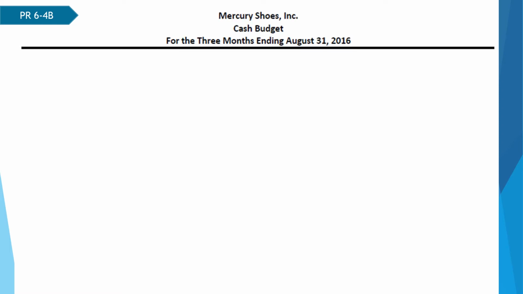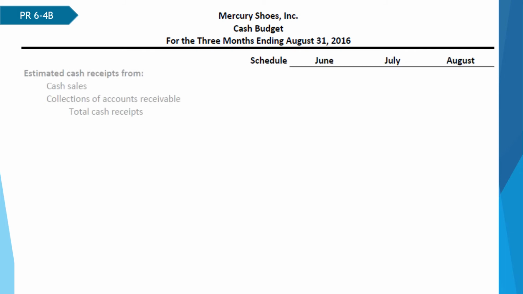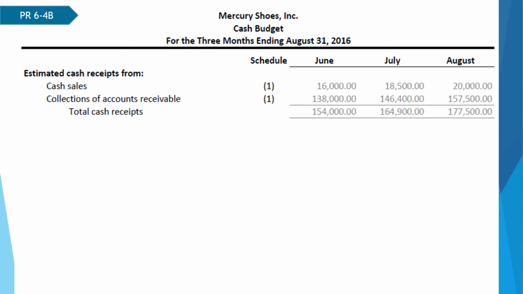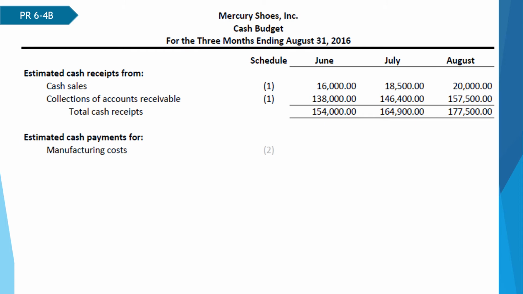Let us now initially prepare the cash budget for Mercury Shoes Inc. for the 3 months ending August 31, 2016. The amounts reflected in the estimated cash receipts from cash sales and collections of accounts receivable for each month was derived from the schedule of collections from sales. The amounts reflected in the estimated cash payments was derived from the schedule of payments for manufacturing costs.